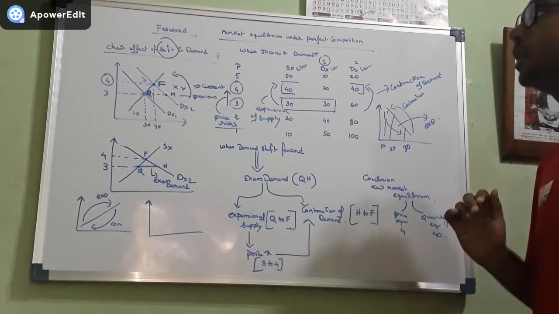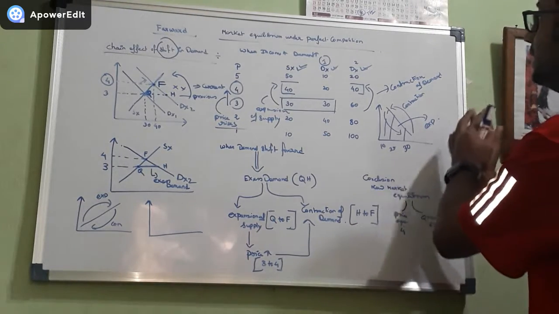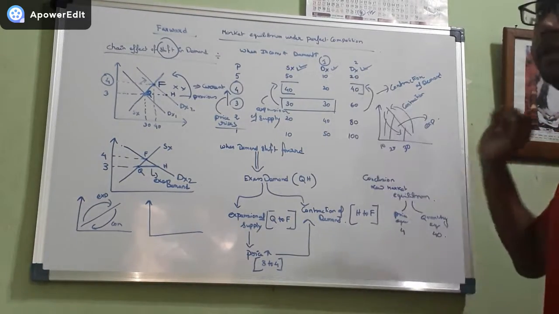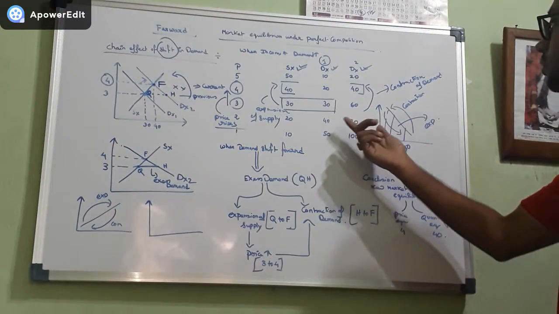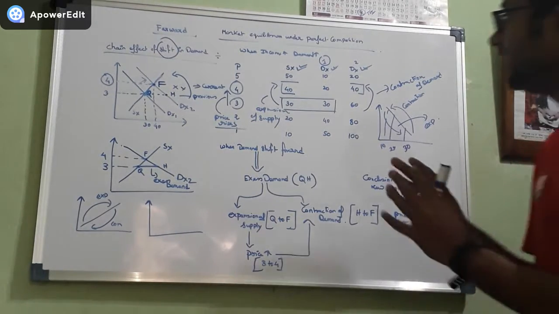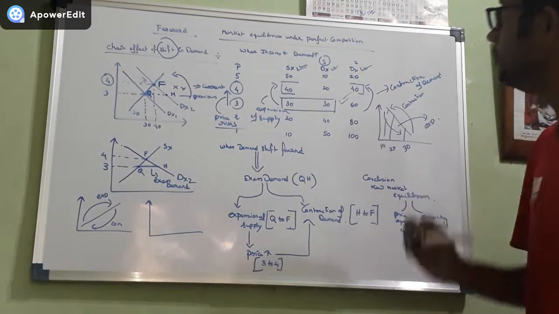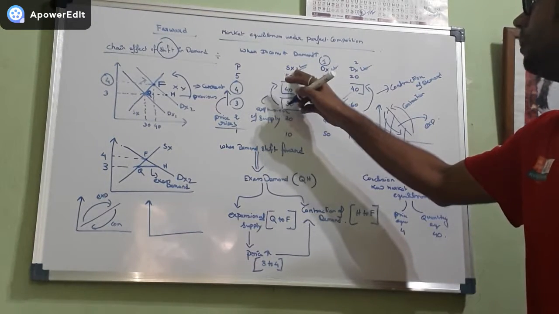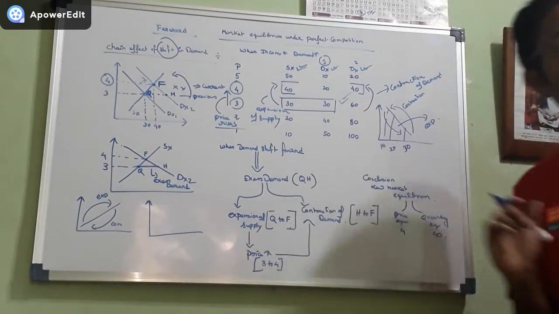Now a forward shift of demand means an increase in demand. I am increasing the demand from 10 to 20, from 20 to 40, doubling it: 30 to 60, 40 to 80 and 50 to 100. Initially, with the initial supply and initial demand, the equilibrium is at 30 and 30.